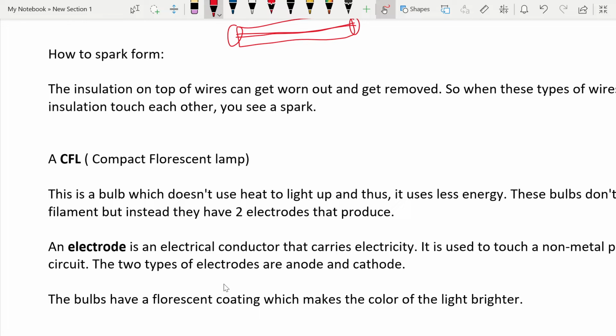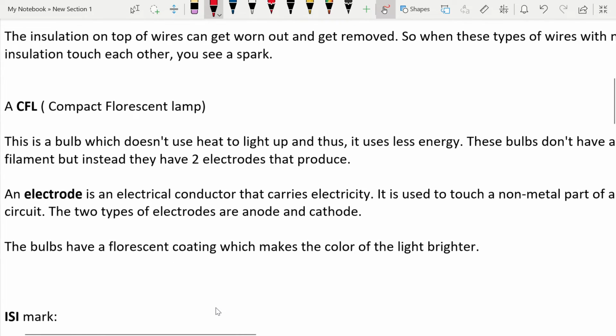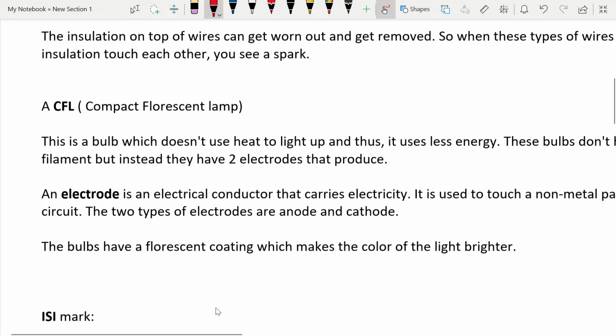Now we're not going to be going into anode and cathode because they didn't really explain what electrodes were, so I can't really go into it, but we will go into it in higher classes. So stay tuned for that. The bulbs have a fluorescent coating which makes the color of the light brighter. So that's why CFL bulbs look a bit prettier.